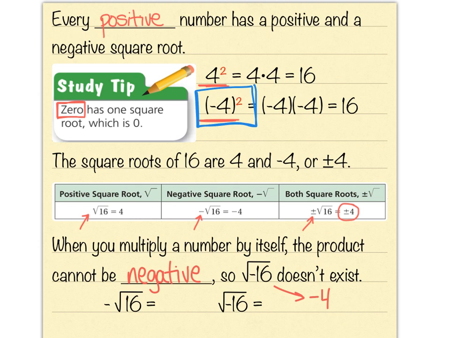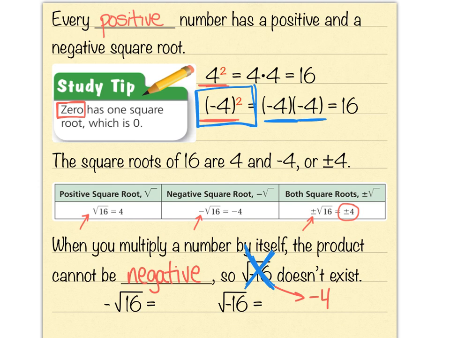There's actually no way that you can get a negative number by squaring it, because if the number is positive, a positive times a positive is a positive. If the number you're squaring is negative, a negative times a negative is a positive. So there's no way that you can square root a negative number because there's no answer to that. It doesn't exist. So that's why we have to put the negative outside the square root sign.